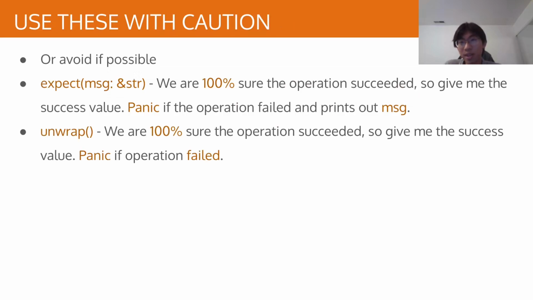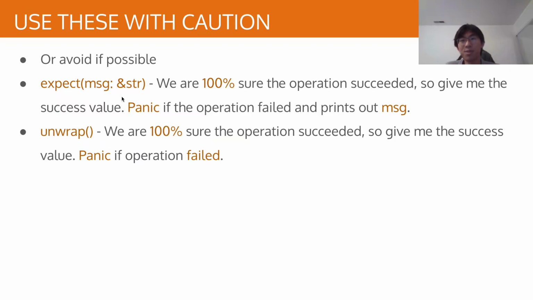There are some other ways that we can get the value out of Option and Result, and that is to use expect and unwrap. But these we should avoid if possible. The way expect works is we are 100% sure that the operation has succeeded, so please give me the value from the success. But if it happened to be None, like it wasn't successful, then your code would just panic and it would print out this message.